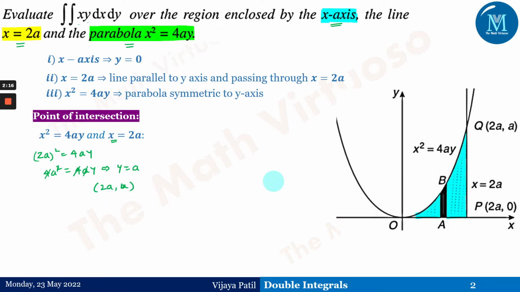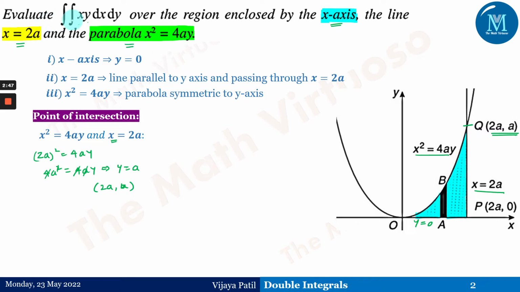That means this is the type of figure we need to draw. This is the parabola x square equals 4ay. This is the line x equals 2a. This is the axis y equals 0, that means the x-axis over here, and if you observe here, this is the point of intersection. We have drawn it from these two curves, a parabola and a line, x equals 2a, that is (2a, a). So this is the point of intersection, so exactly we can have a little idea about this particular curve.